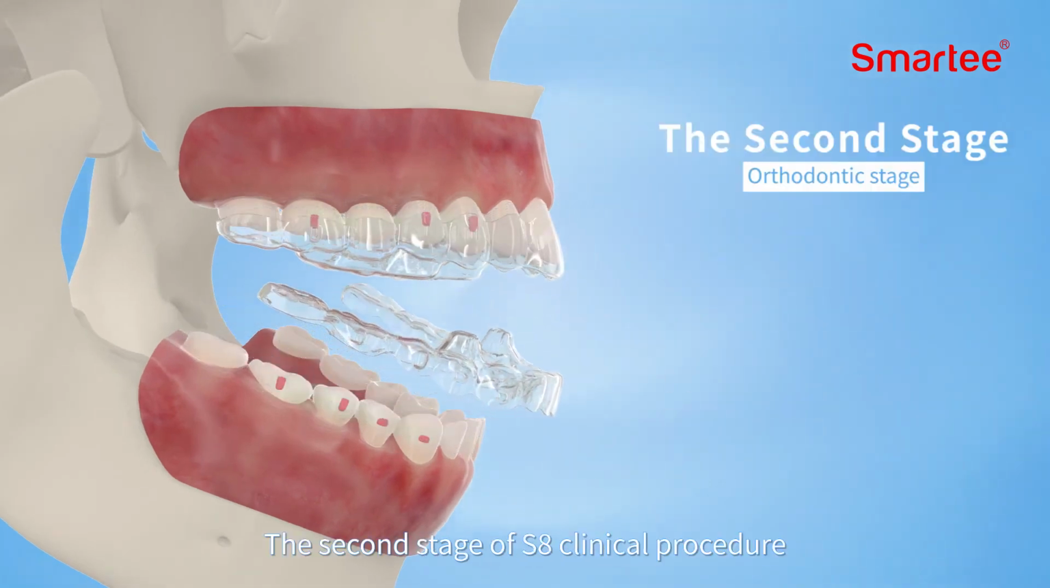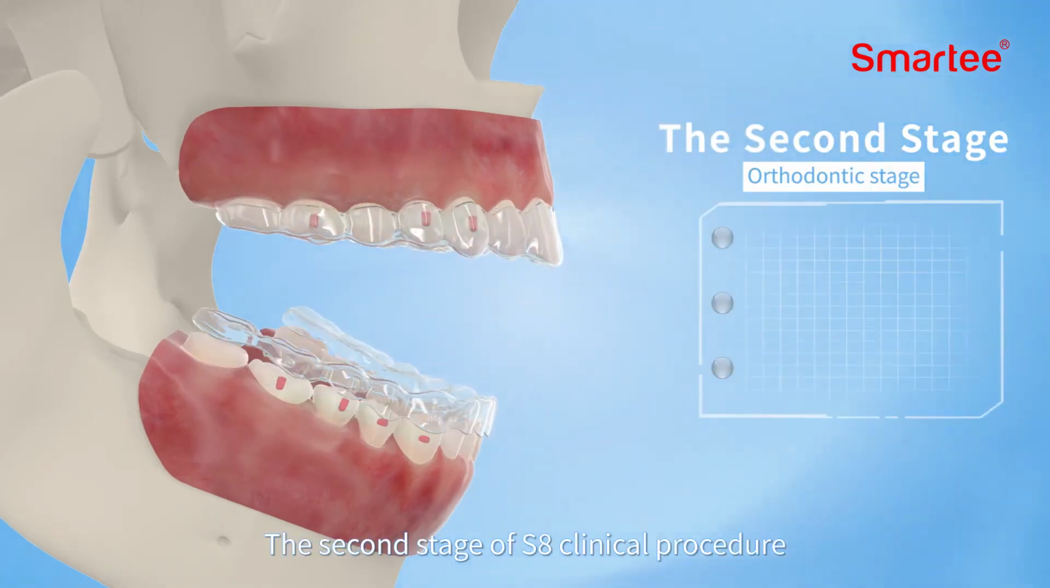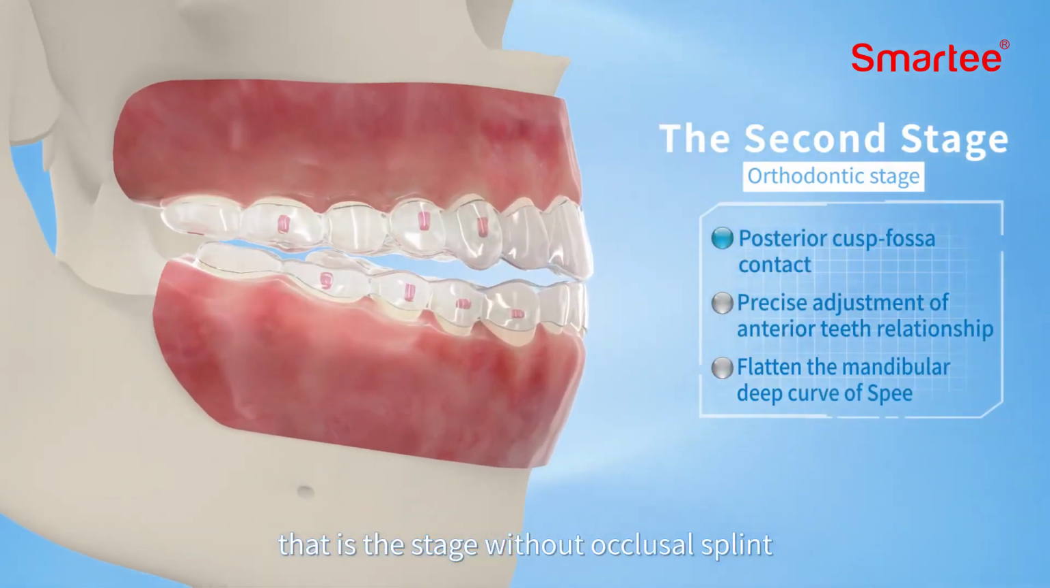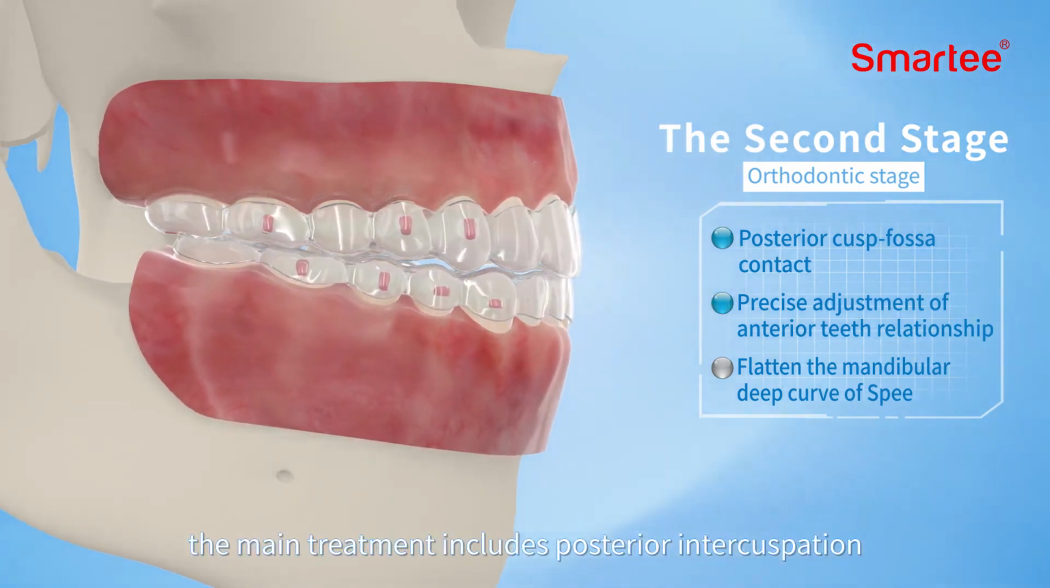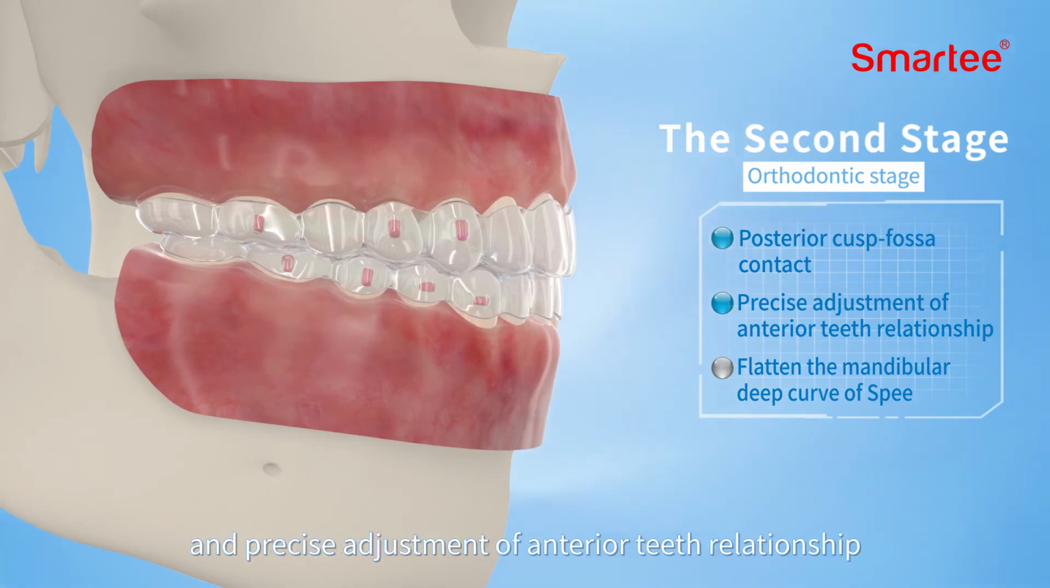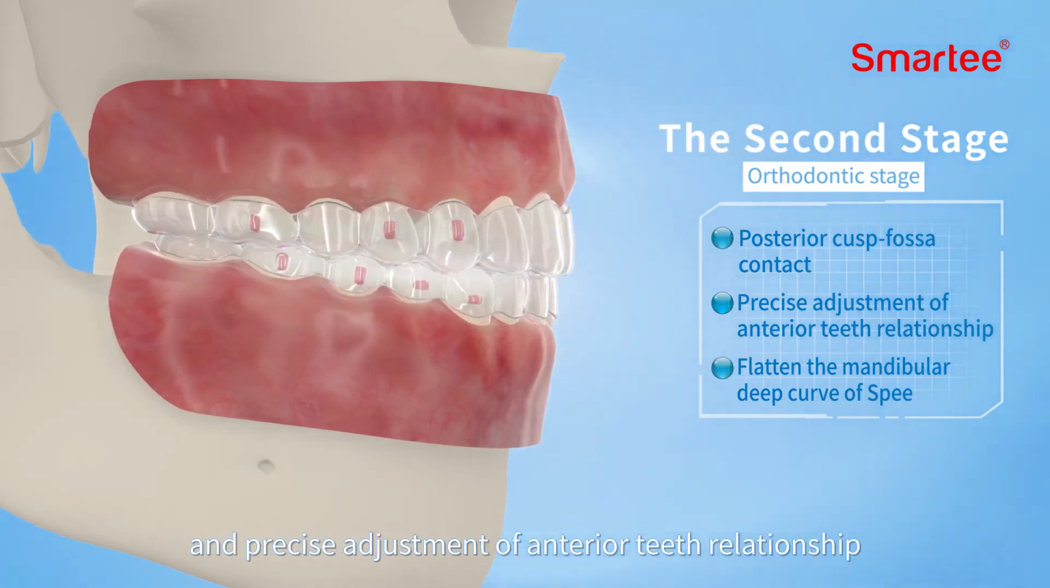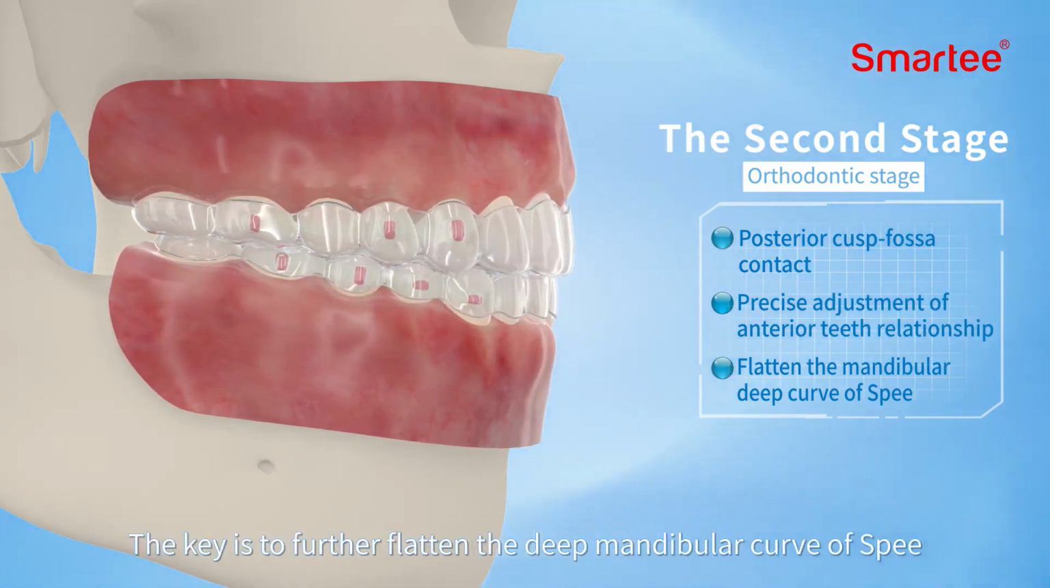are carried out. The second stage of the S8 clinical procedure, that is the stage without the occlusal splint or locking appliances, the main treatment includes posterior intercuspation and precise adjustment of the anterior teeth relationship. The key is to further flatten the deep mandibular curve of SPE.